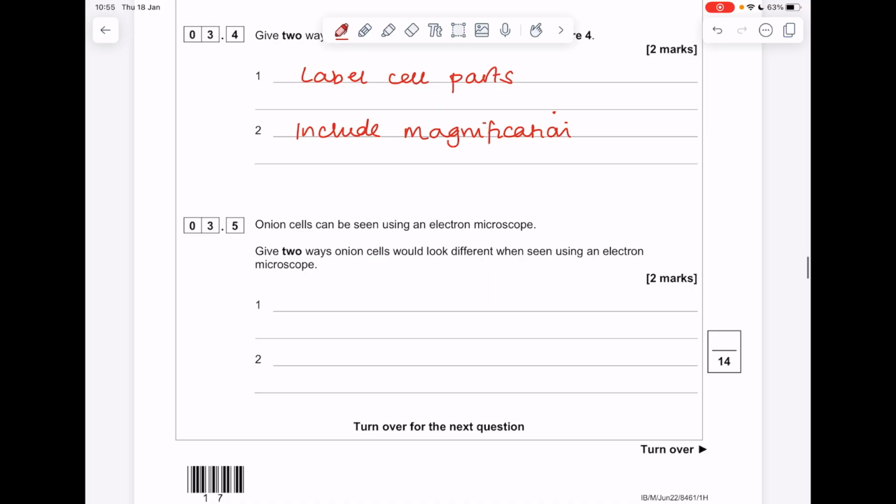Onion cells can be seen using an electron microscope. Give 2 ways onion cells would look different when seen using an electron microscope. You'd have a higher resolution. You'd also be able to see them in 3D. You could have also said that they would look more magnified or have more detail.